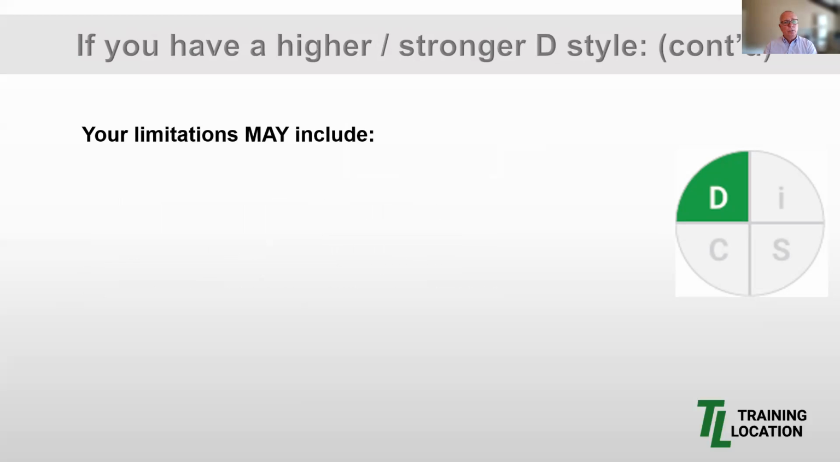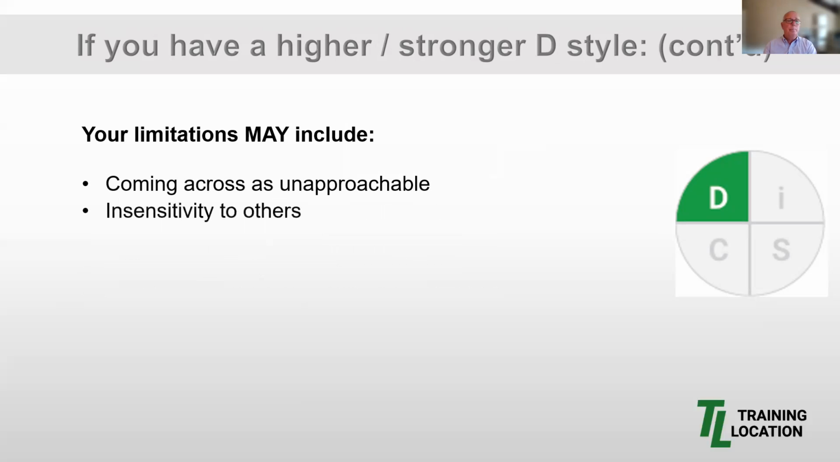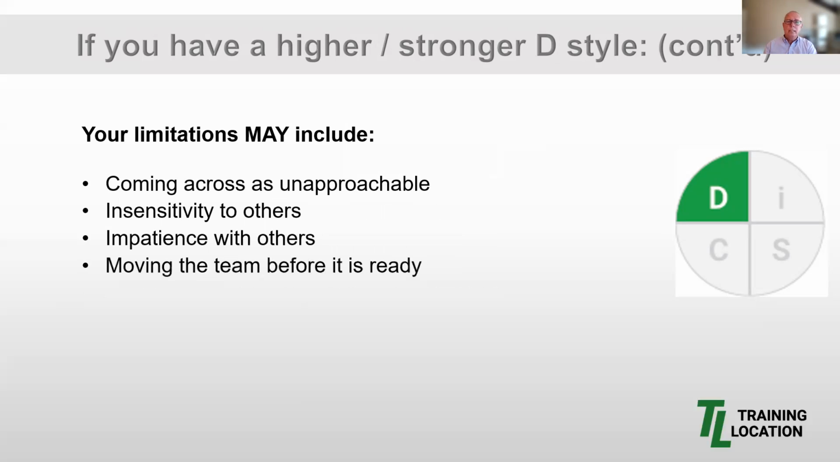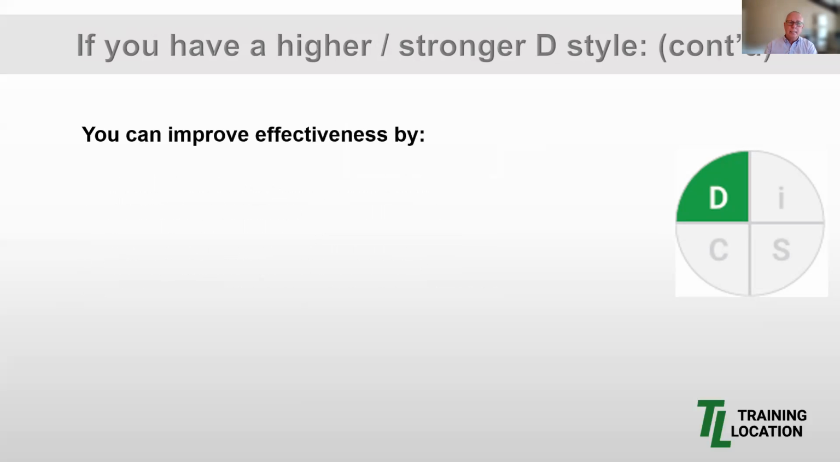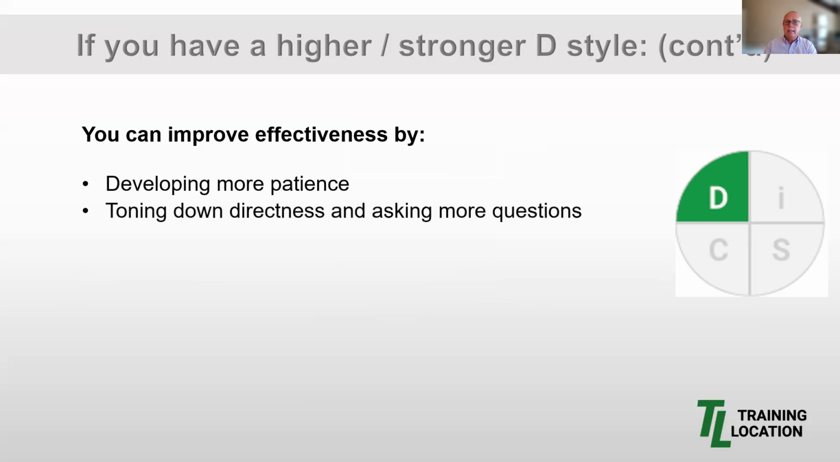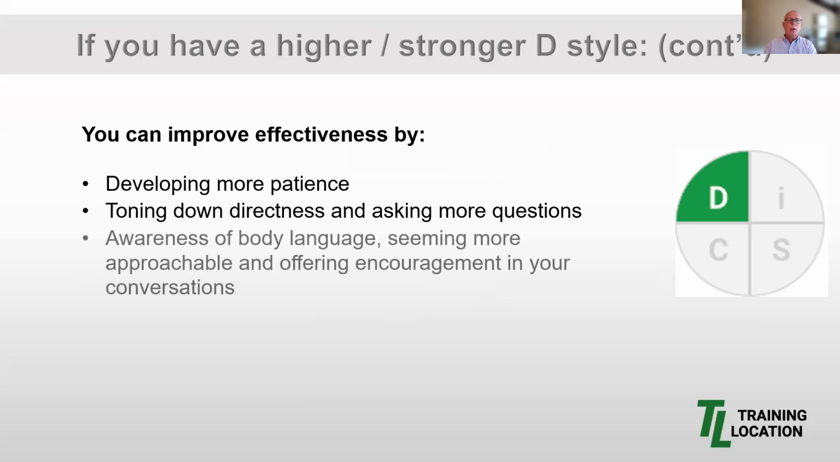As a high D, your limitations may include coming across as unapproachable, insensitivity or perceived insensitivity to others, perceived impatience with others, and perhaps moving the team before it is ready. As a high D, you can improve your effectiveness by developing more patience, toning down directness and asking more questions, and awareness of body language, seeming more approachable and offering encouragement in your conversations.